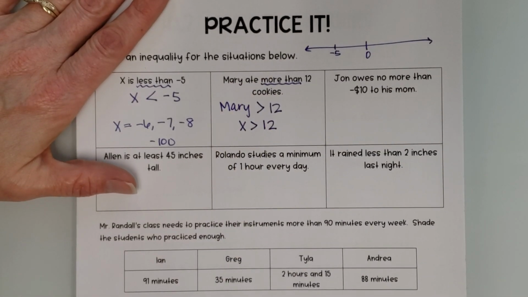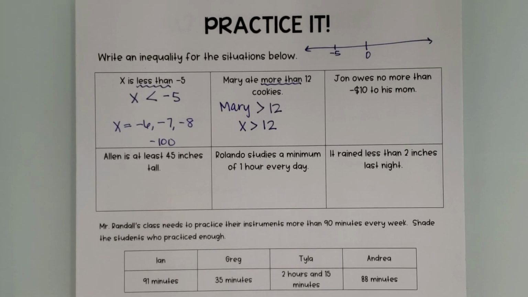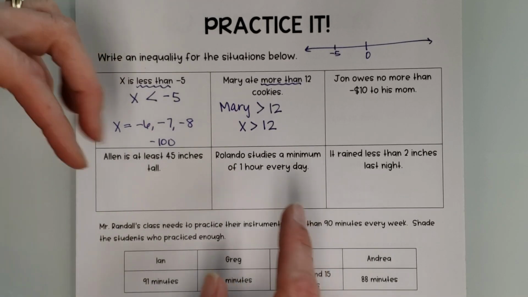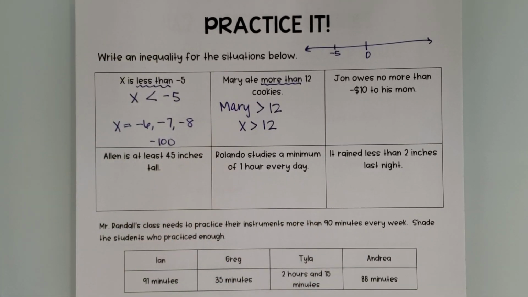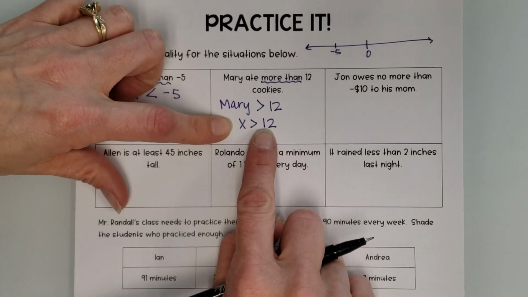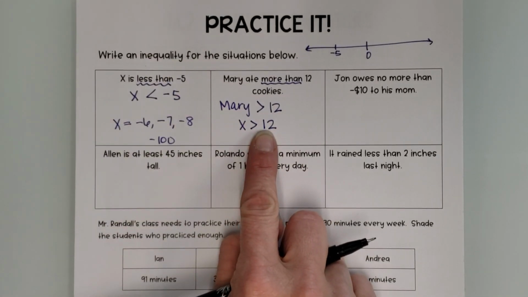Then when I ask you how many cookies she ate, technically she could have eaten 12 and a half because that's more than 12. She could have eaten 14. She could have eaten 25. She could have eaten 100. Anything more than 12. Not 12, but more than it.